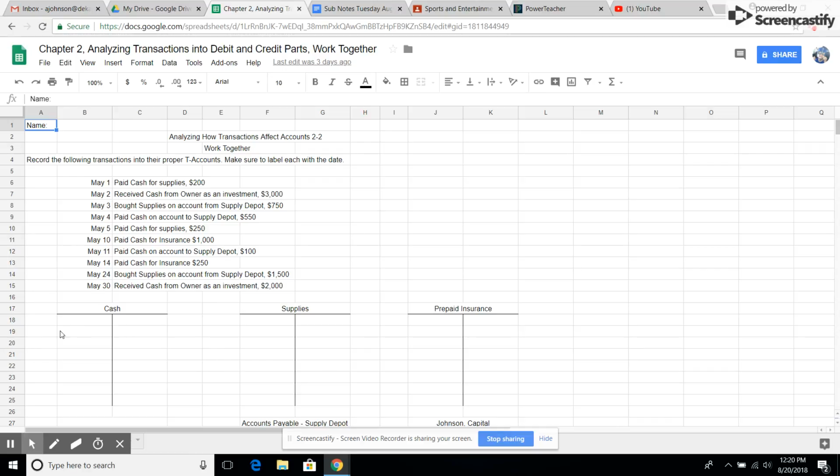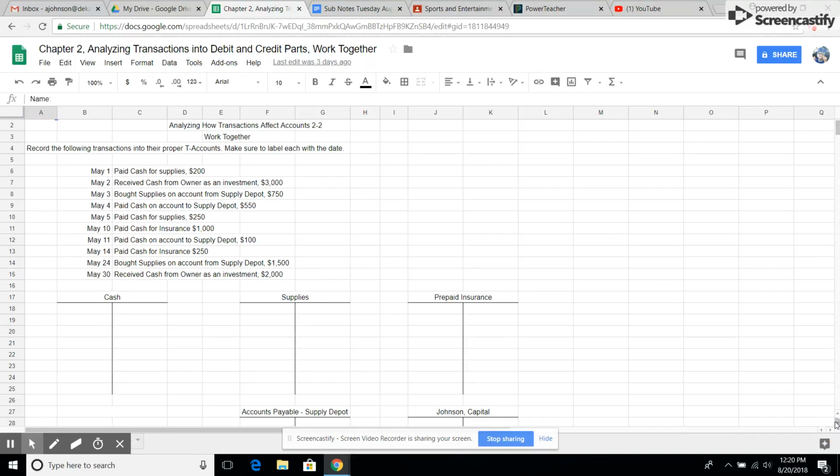Okay, so we are going to put these transactions into our T accounts. These are the T accounts that we're going to be using. We have cash, supplies, prepaid insurance, accounts payable, Supply Depot, and Johnson Capital. So first we're going to label the debit and credit side of each one and the normal balance side because that'll help us out. So if we remember, the left side is always the debit and the right side is always the credit. So for cash, we have debit and credit.